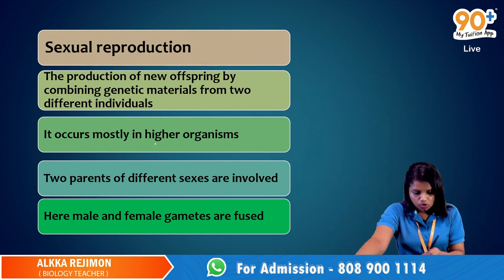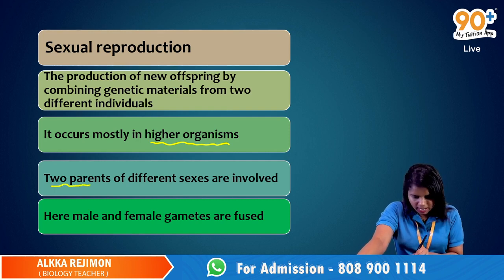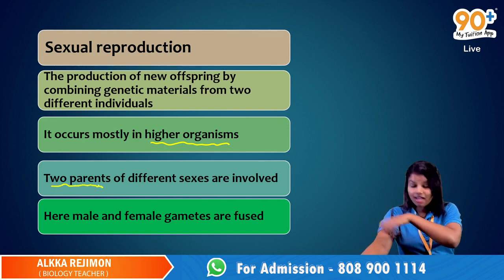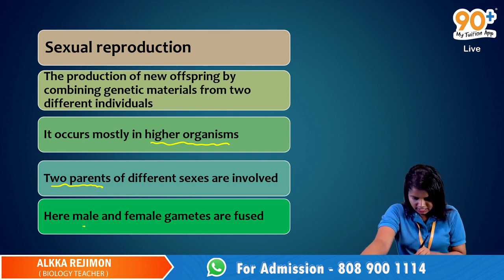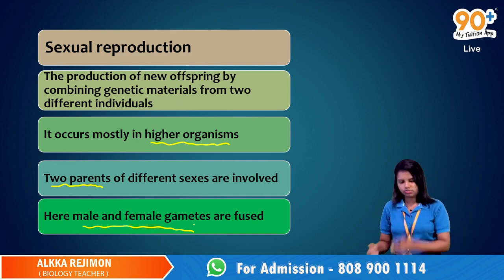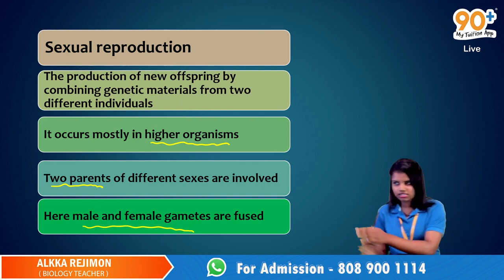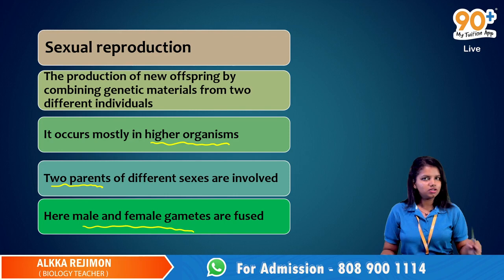So it occurs mostly in higher organisms, and two parents are involved, which is unlike asexual reproduction, where a single parent is enough to create a baby. And here the male and female gametes are getting fused. So these are the major features and differences between sexual and asexual reproduction.